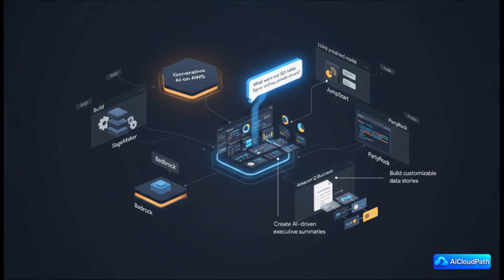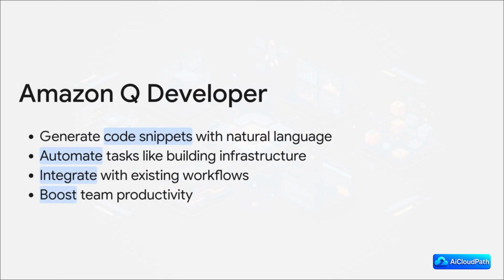Let's talk about Q Business first. For your business teams, this is a total game changer. Seriously, it lets them talk to their data just using plain English. No more complicated queries. They can just ask a question like, hey, what were our biggest growth drivers last quarter? And boom, they don't just get a simple answer, they get back fully interactive dashboards and even AI-generated executive summaries. It's pretty amazing. And then there's Q Developer.